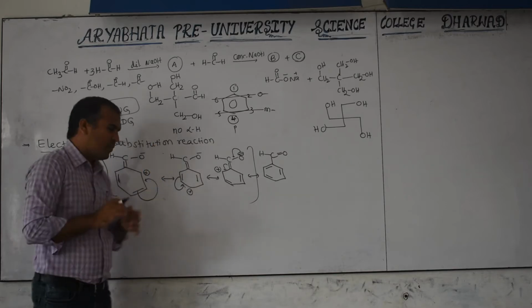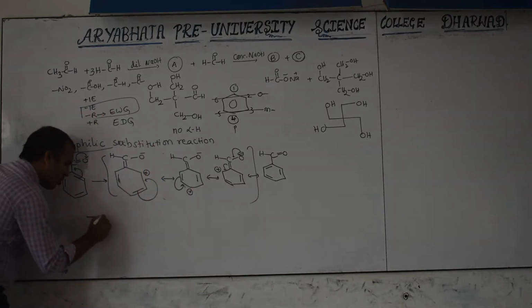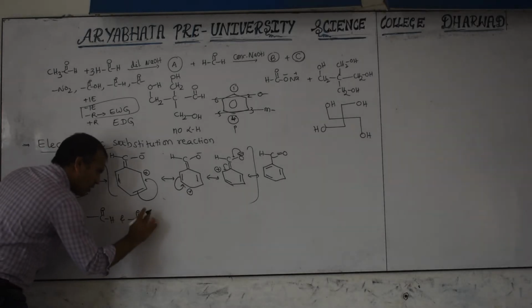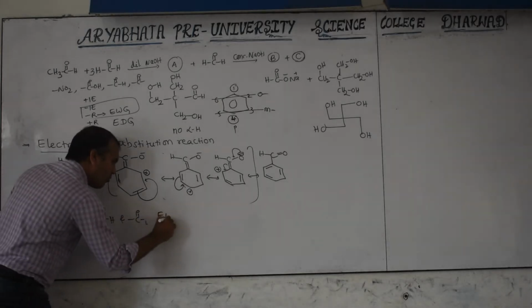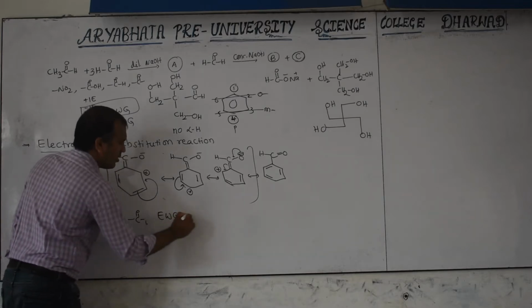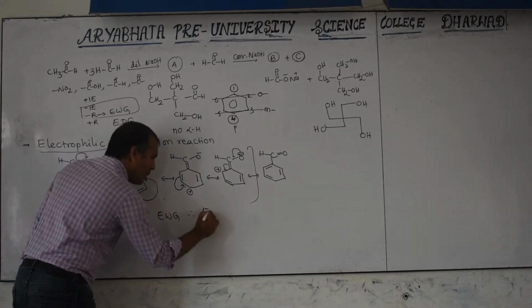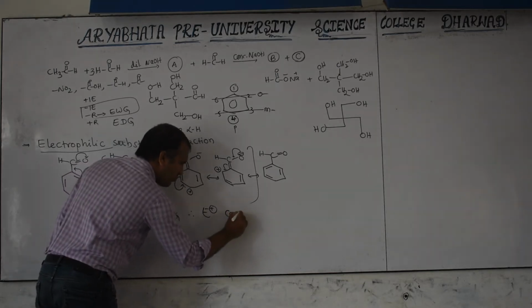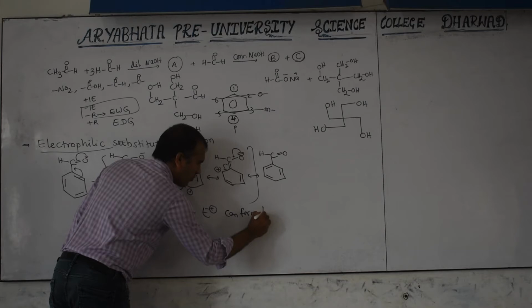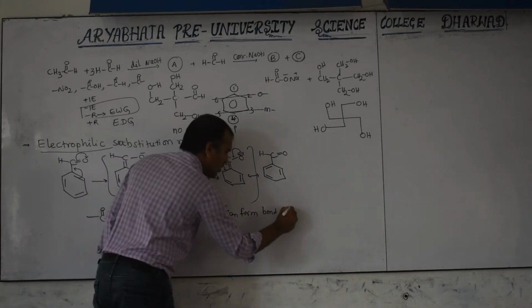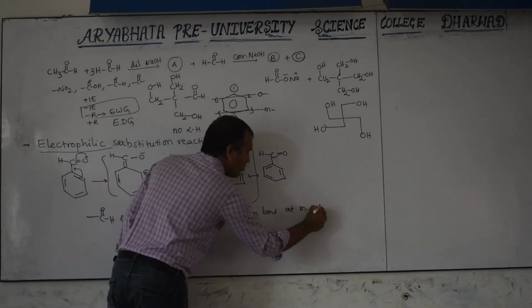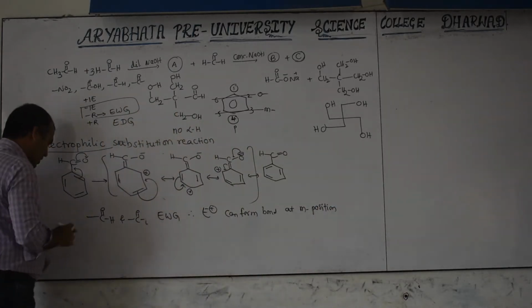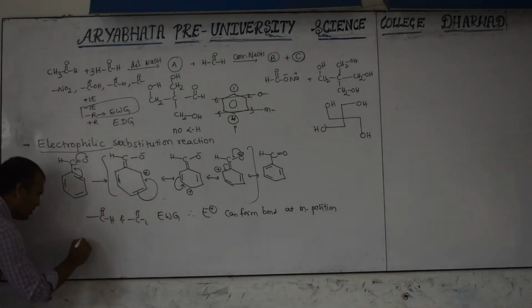This is clear? So now I can say here, this aldehyde and ketone are electron withdrawing groups. Therefore, the electrophile E plus can form a bond at the meta position. This is clear? Now we can take one example. This is benzaldehyde.